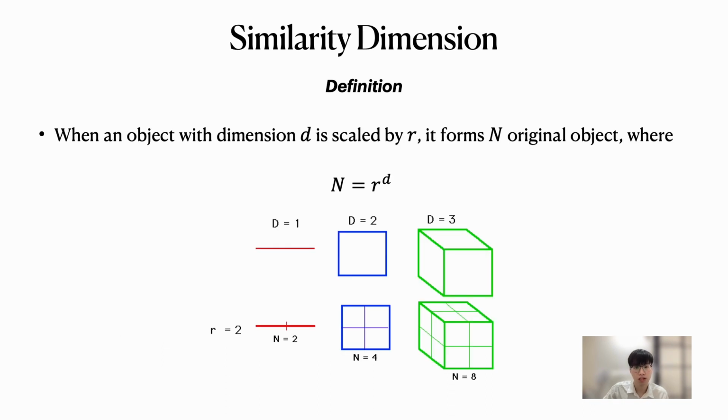So here is the similarity dimension, and the definition is n equals r to the power of d. Here n is the number of copies, r is the scaling factor, and d is the dimension. Here is an example. We know that a straight line, of course, has dimension equal to 1. If we scale it by 2, meaning r equals 2, it becomes 2 copies of itself. For d equal to 2, a square, for example, when we scale it by 2, it becomes 4 copies of itself. So this fulfills the equation. And when d equals 3, it's the same: we have 8 copies of itself when we scale it by 2, like the cube, 8 copies.